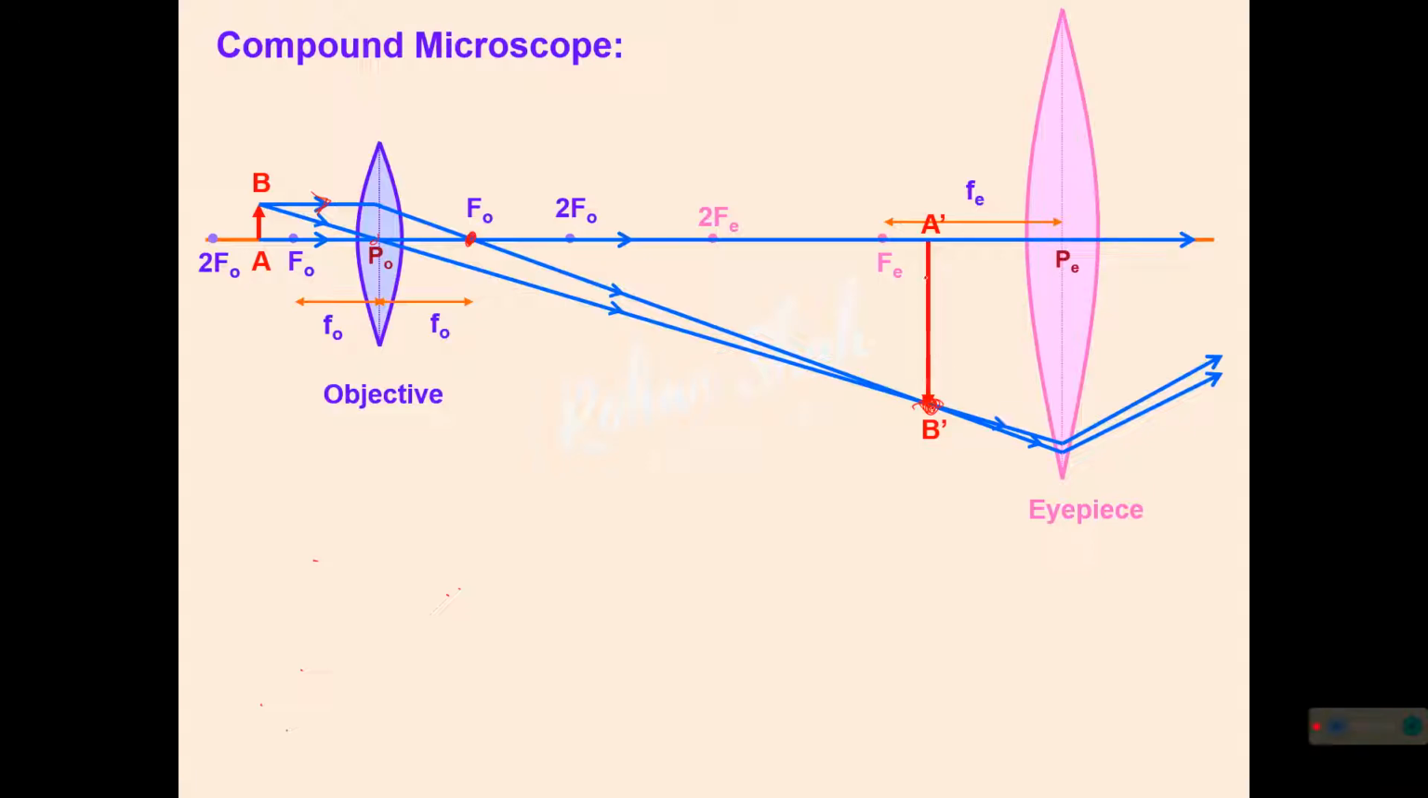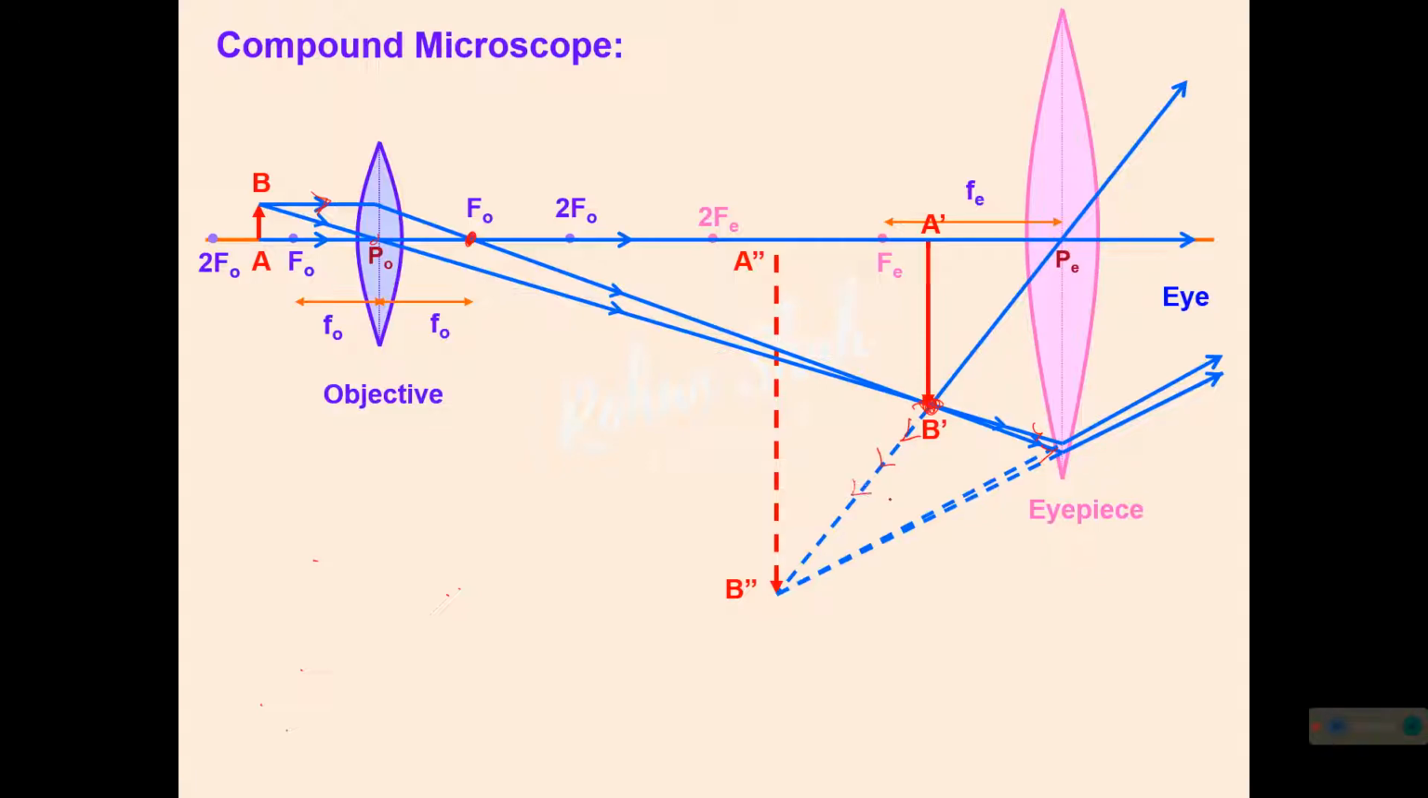Now this image will work as the object for the second lens, that is the eyepiece. So the ray will move like this. We have to extend the ray along this path. We have to also draw a ray which is passing through the P, which will help us to draw the final image. Yes, so this ray is passing through the eyepiece, and now we have the extended ray like this, and this will give us the final image. Yes, so this is the highly magnified image A double dash B double dash, right? I hope it has been understood.